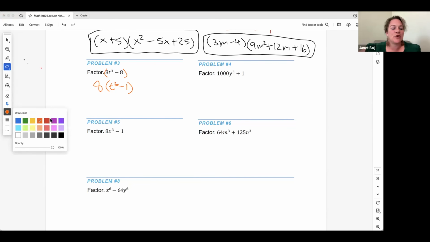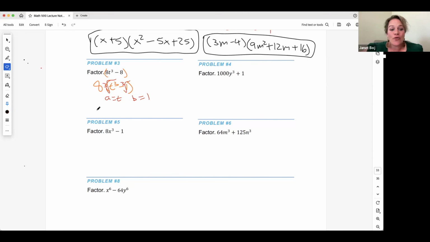Now I can take the cube root of each of these pieces and find a and b. So a will be t and b will be 1. And plug it into my formula and I'm done. Don't forget the 8. That's still part of the factors. So 8 is a factor, and then I have same sign, so t minus 1, and then t squared, opposite sign, a times b, so just t, and then always positive 1 squared.